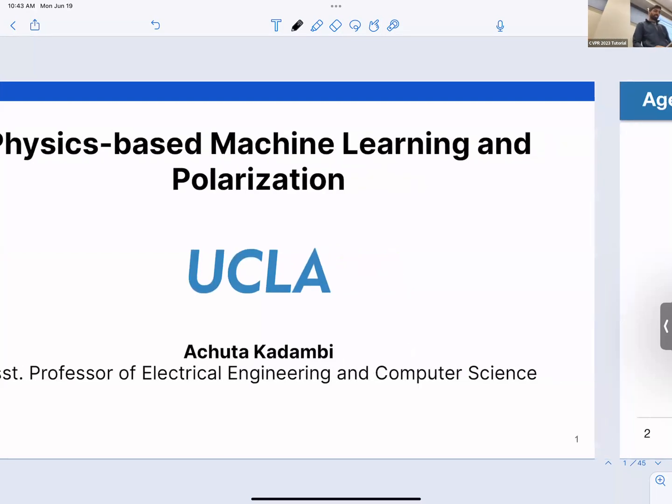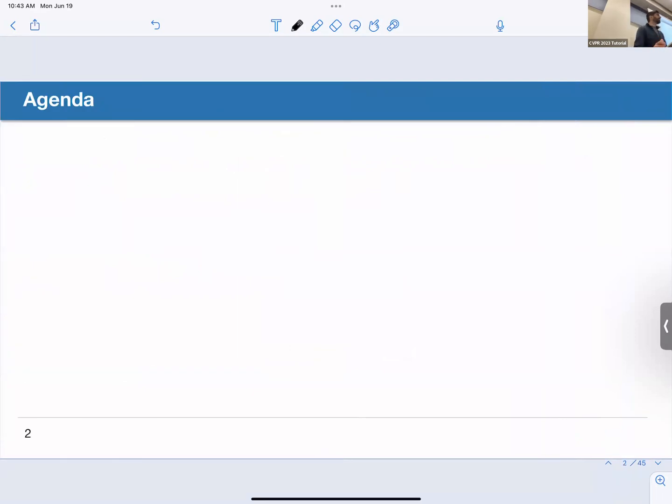Okay, so let's jump in. The agenda for this particular talk is twofold. One is we're going to talk about physics and ML, in a very broad sense, and then we'll translate those ideas to polarization.